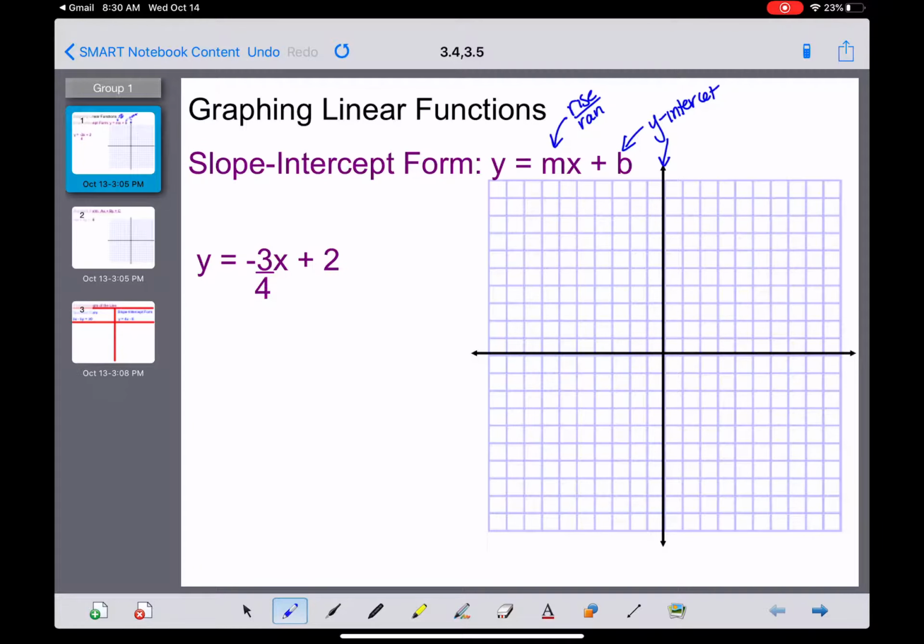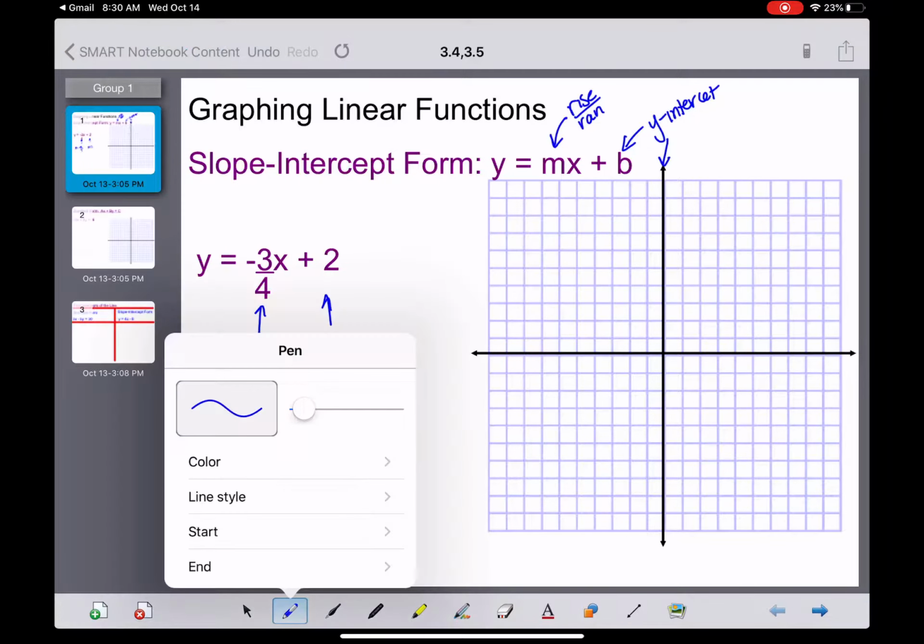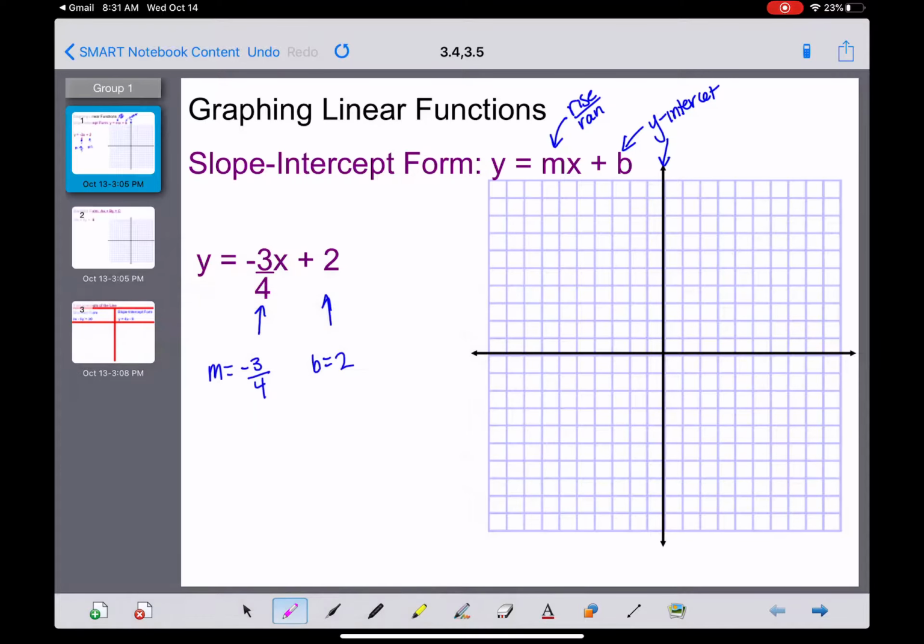So when we're looking at a line in slope-intercept form, the first thing we want to do is recognize what the slope's value is. In our example, it's -3/4. And what is the y-intercept's value, which is 2. When we go to graph, we're going to start with the y-intercept. The y-intercept is where it crosses the y-axis. So I'm going to go over to my y-axis and place a coordinate at the value of 2. That is my beginning point.